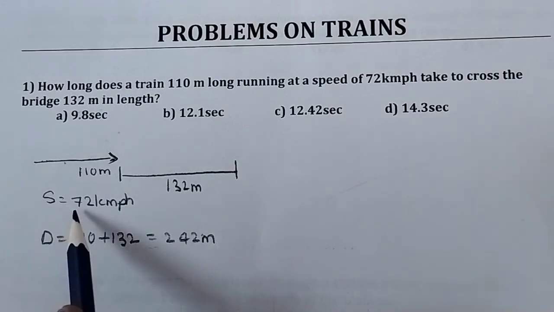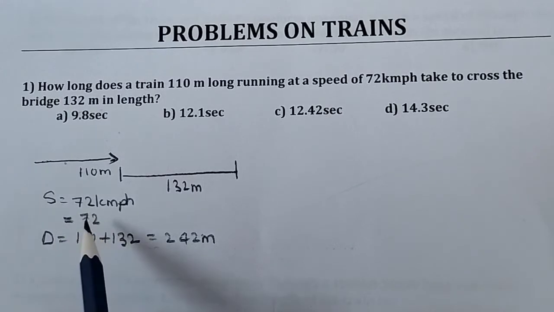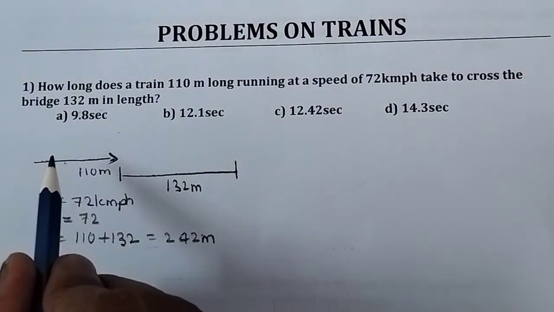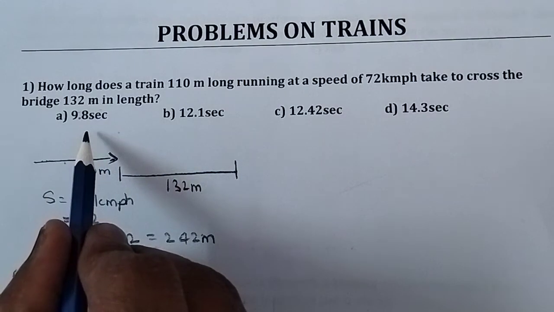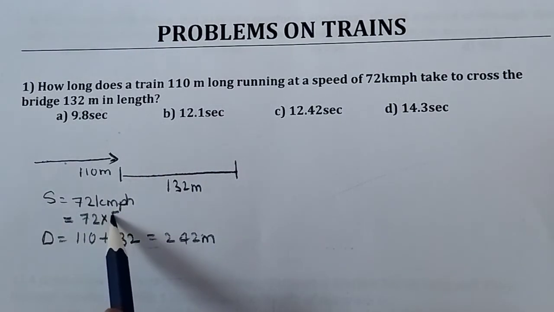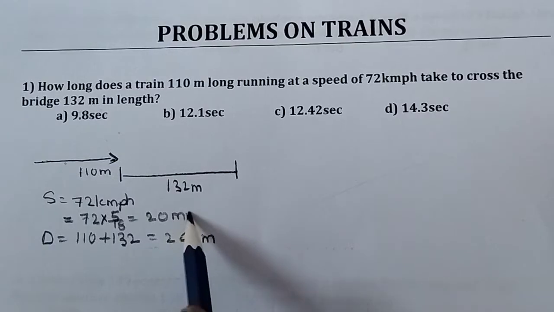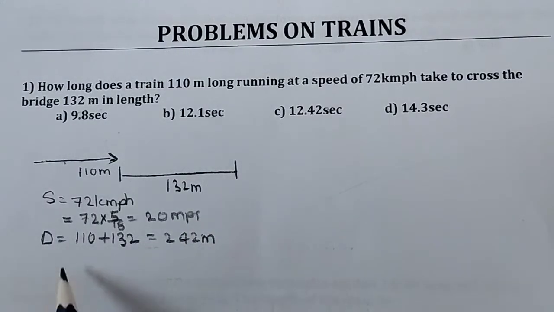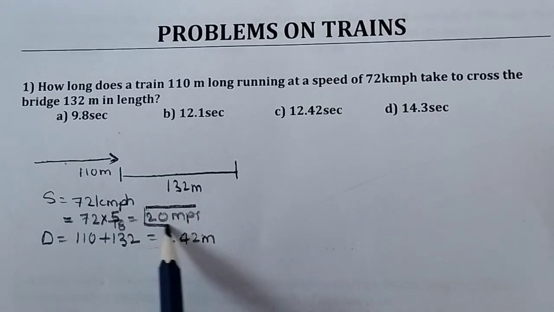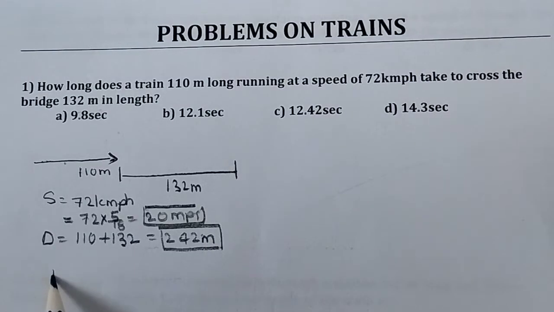But here the speed is given as 72 kilometers per hour, so I'm going to convert it into meters per second. The reason is we are asked to find the time, and the time in the given options is in seconds, so you must convert the speed into meters per second. You multiply by 5 by 18, so that is 4 times 5, 20 meters per second. Right now the speed is available, and the distance to travel is available, so it is enough to find the time.